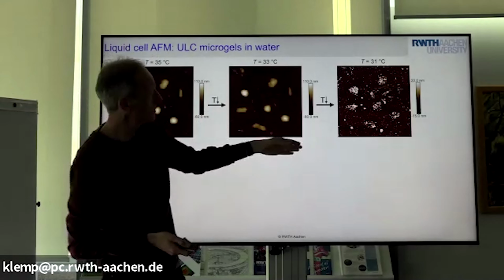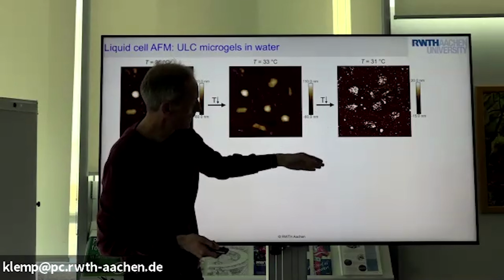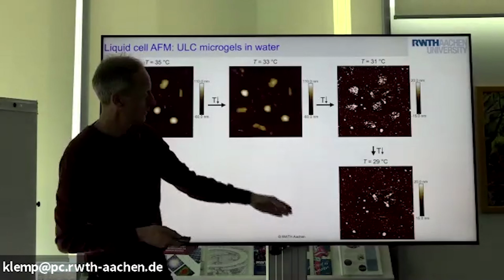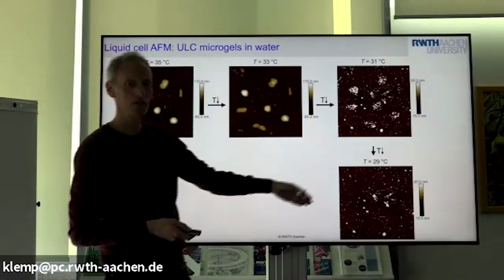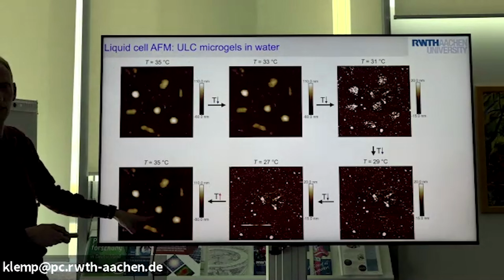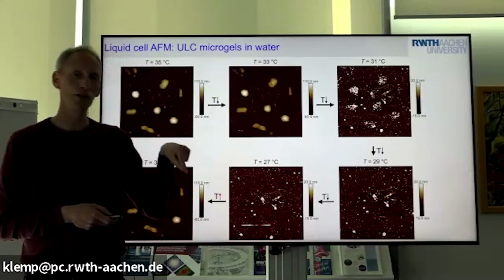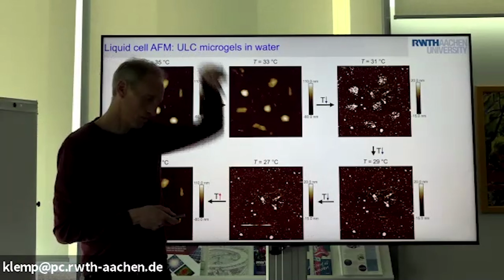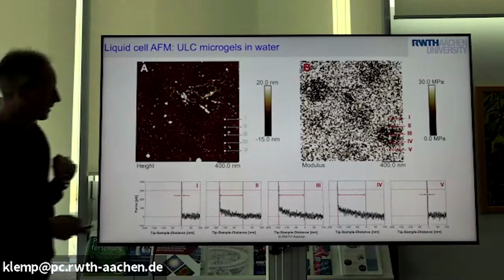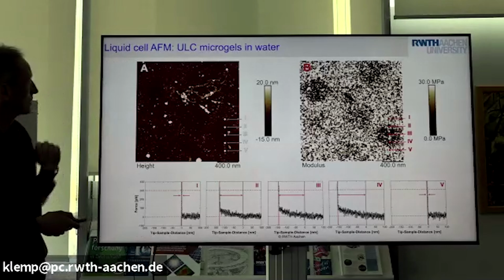We go further down, oh, we don't see them. Okay, now there are 2 possibilities. We don't see them because they are not there, or we don't see them because they are too soft. The only way of figuring out is going further down, we don't see them, and then heating up again. They are still there. So the microgels are here, but the force that is typically used for imaging is so high that we just go through the microgels and do not see them. So we had to go for what people call the force volume measurements for spectroscopy.